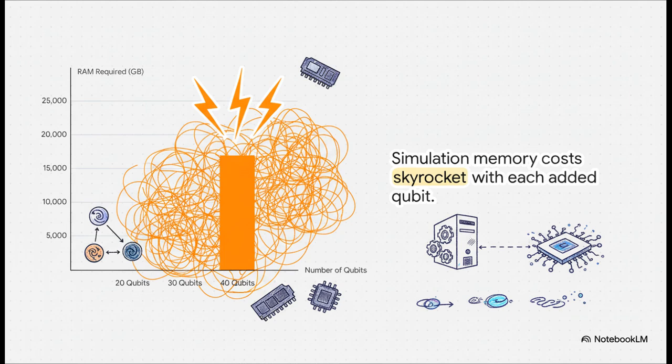And this chart just shows you what that looks like in the real world. At 20 qubits, you need about 17 megabytes of RAM. No big deal, your phone can handle that. But jump to 30 qubits and suddenly you're at 17 terabytes. Okay, a beefy gaming PC. But push it to 40 qubits and you're at over 17 terabytes of RAM. It just becomes unmanageable almost instantly.